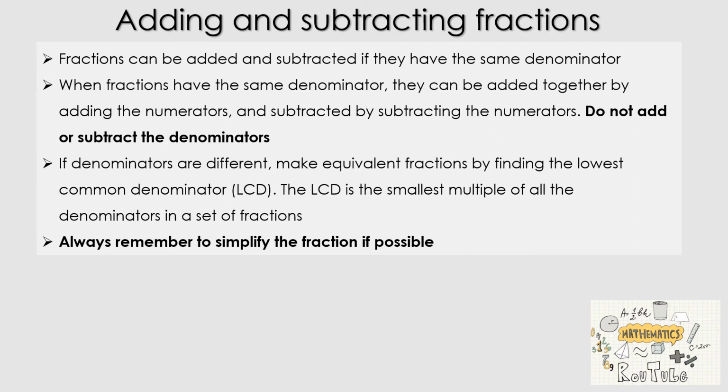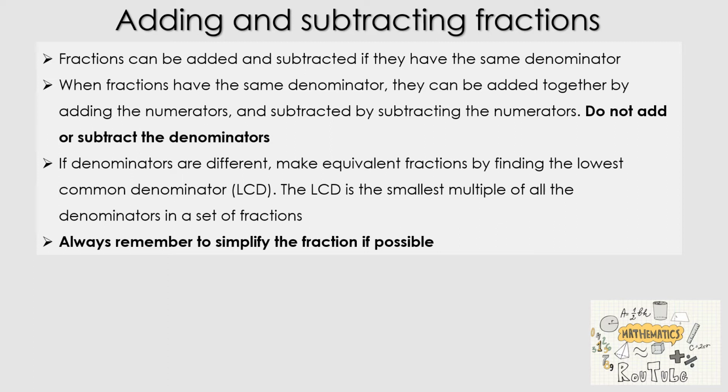If the denominators are different, what we need to do is make what's called equivalent fractions by finding the lowest common denominator, which we'll have a fair bit of practice at in this video. So the lowest common denominator, which we use LCD to denote, to write it in that way, is the smallest multiple of all the denominators in a set of fractions.